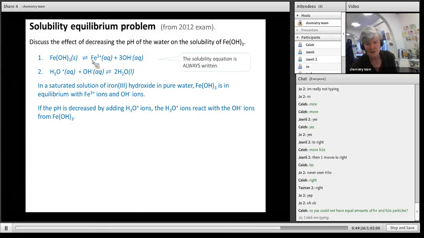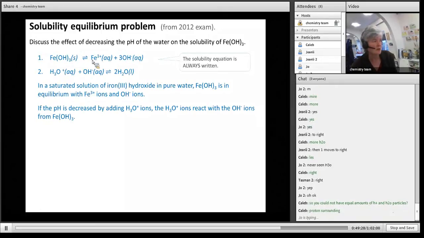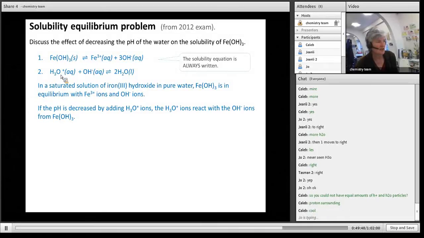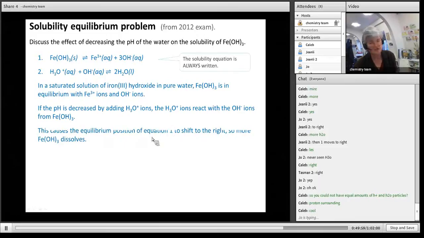I don't know if I've responded to your question, Caleb, or if you were talking about the proton surrounding itself by water. Because I actually think you couldn't dissolve that much acid. Yeah, I think you could never get something that acidic. So to answer your question, no, I don't think you could ever get equal concentrations of water molecules to hydronium ion molecules.